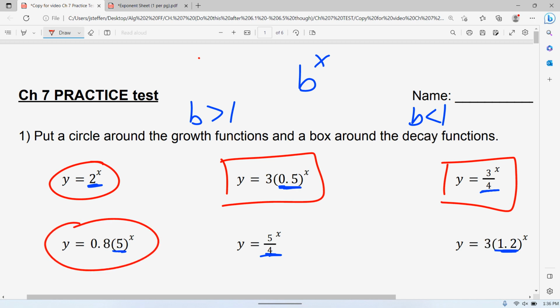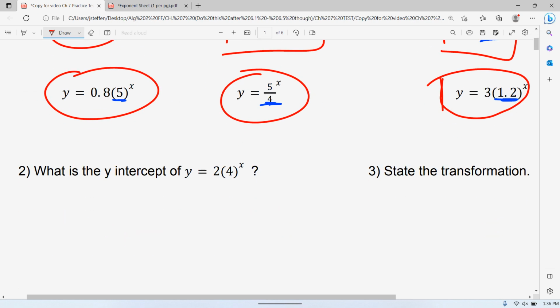5/4, people see a fraction, so they think it's smaller than 1, but 5/4 is actually bigger than 1. And if you want to use the decimal of that, 5/4 is 1.25. And this one's bigger than 1, sorry. 1.2, obviously bigger than 1. So, not too bad. Let's move on.